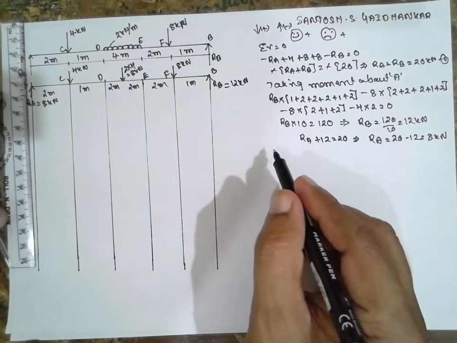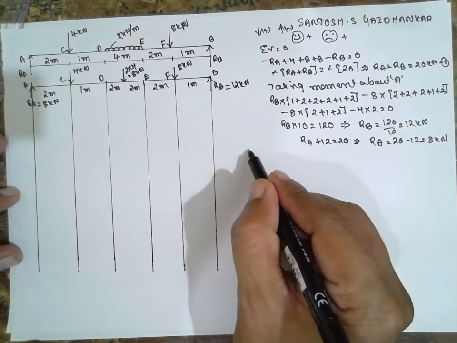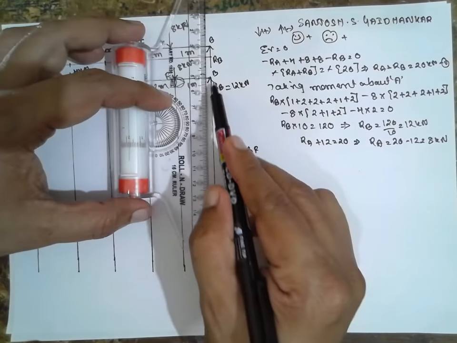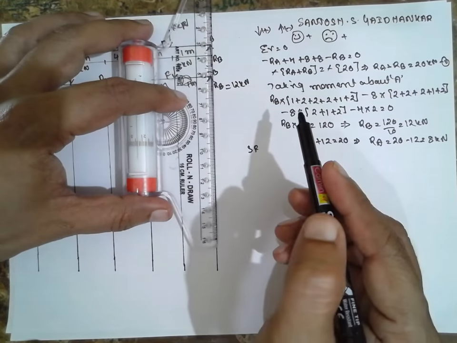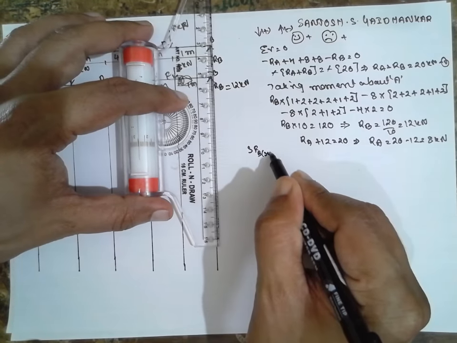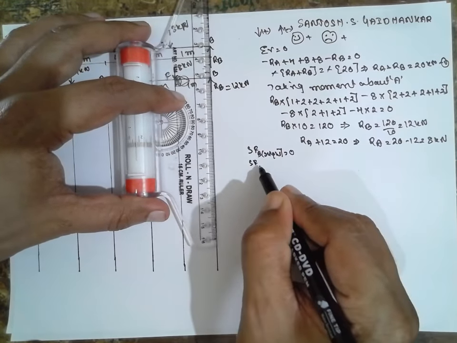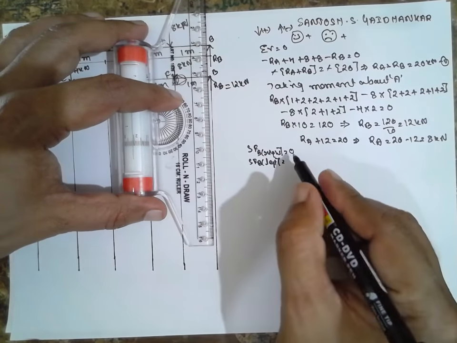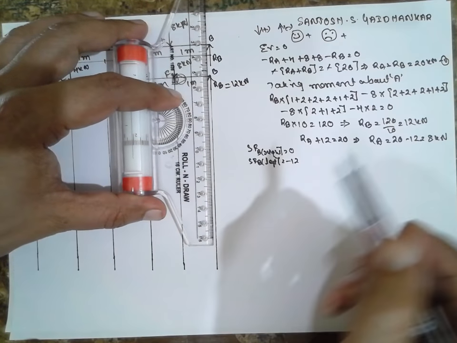Now we are going to find out the shear force. Because there are downward loads acting, you have to consider right and left. First I will go for the right side at B. SF at B on the right, no force, so zero. SF at B on the left, the upward force is minus 12, because we have taken the downward arrow as positive.